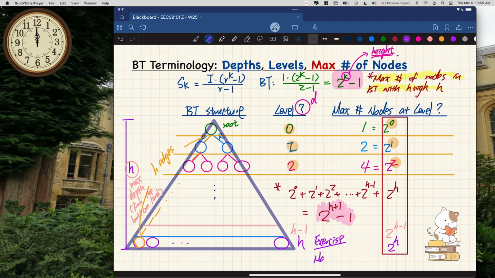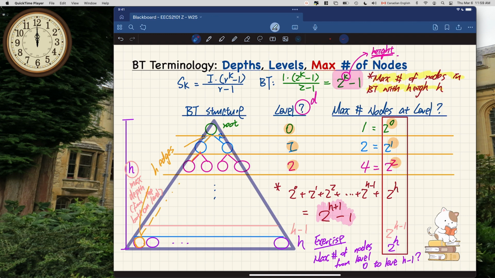What will be the maximum number of nodes from level 0 to level, let's say, h minus 1? I just want to disregard the bottom level. You should be able to visualize it and calculate that. That's an exercise for you.